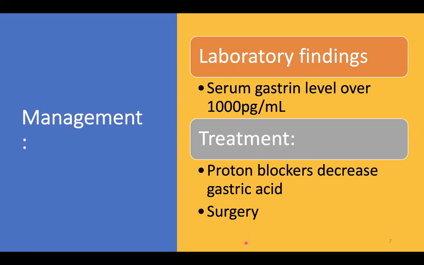So that's all for this presentation, and hope you learned the important facts about gastrinoma. That gastrinoma is a G cell tumor located in the duodenum and pancreas, could be sporadic or associated with multiple endocrine neoplasia, has potential malignant behavior, and the lab findings include serum gastrin level more than 1000 picogram per ml, and the treatment includes surgery and proton pump inhibitors.